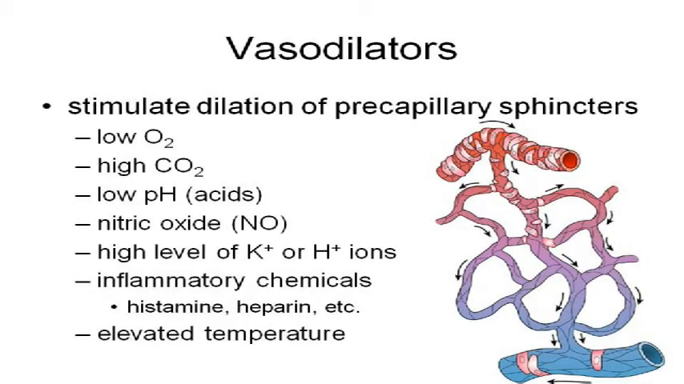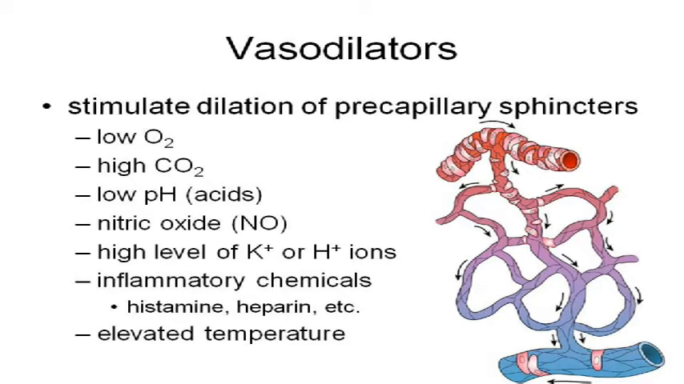Now, nitric oxide, not nitrous oxide, that's what the dentist gives you. Viagra works by increasing nitric oxide. And so it increases blood flow, basically in a lot of places, but increased blood flow to the penis causes the erection. High levels of hydrogen ions or potassium ions.